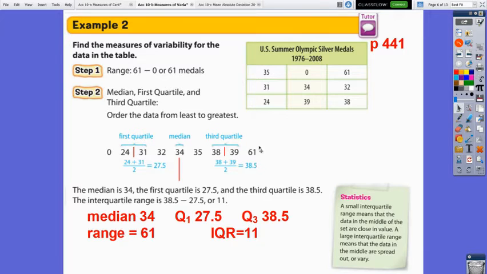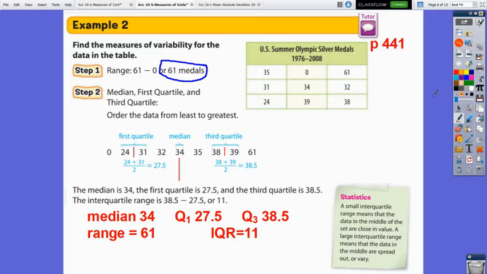So the range of silver medal wins is from 0 to 61. 61 minus 0 is 61 medals. So that's your range. That's your first measure of variability. 61 medals is the range.